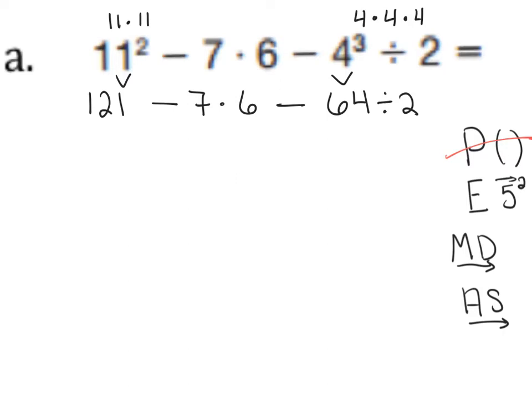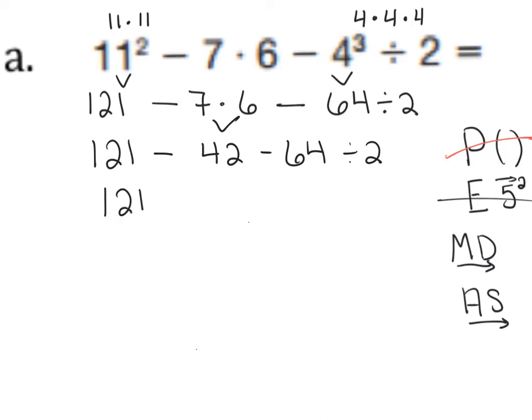So now we are done with exponents, so now multiplying and dividing left to right. So the first thing that happens is the 7 times 6. So I'm going to leave the 121 alone, minus 7 times 6 is 42, minus 64 divided by 2. So I check again. Do I have any more multiplication division? I do. I have 64 divided by 2. Copying it down because I'm not doing anything with the problem.